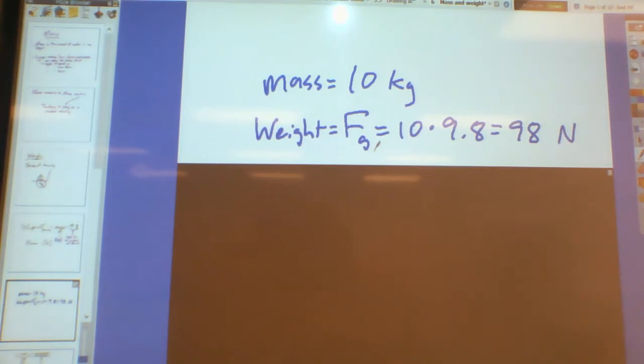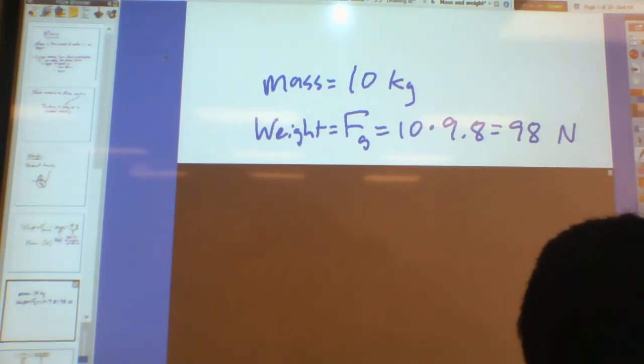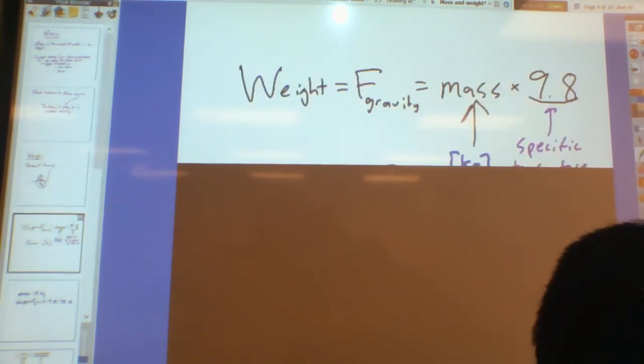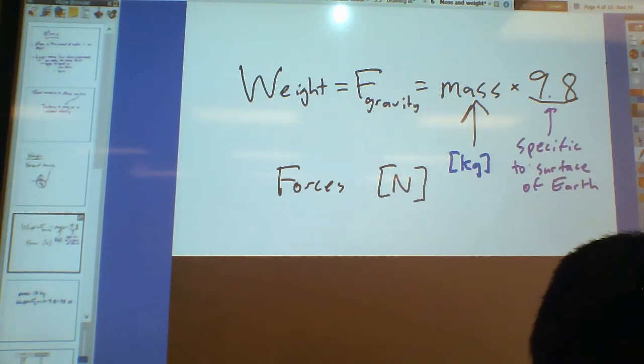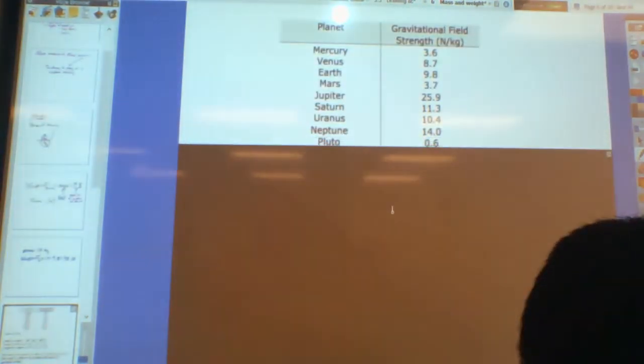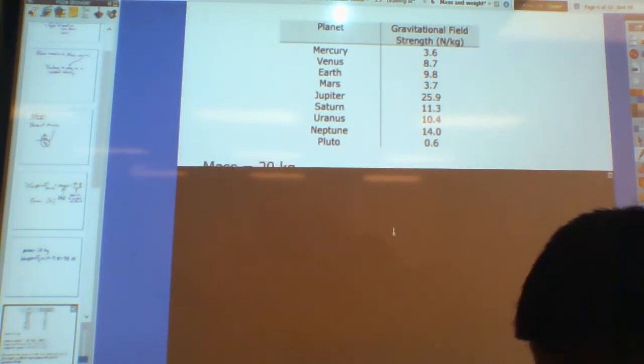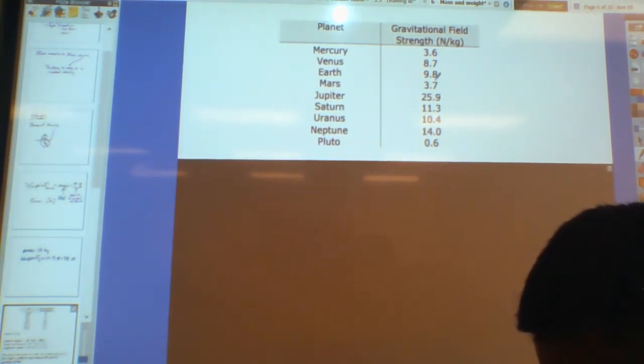So let me then talk about different planets. That number 9.8 that I said was specific to the surface of the Earth, here would be a table of what that second number is going to be on different planets. So you see this number 9.8, that is specific to being on the surface of the Earth. If you're on the surface of any other planet, that second number is going to be different.